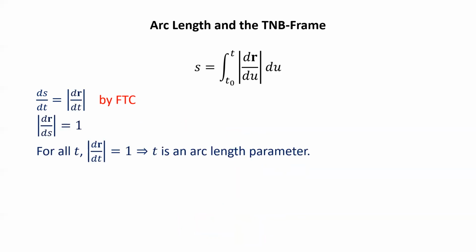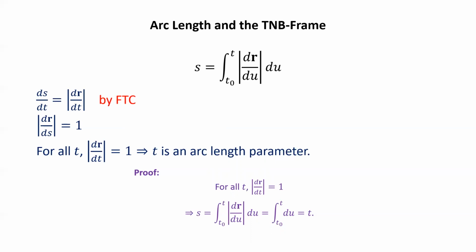One more property. If you have an arbitrary parameter t, and for all t the length of dr/dt is 1, then t is an arc length parameter. So let's see why. Suppose for all t the length of dr/dt is 1, then s is, as always, the integral from t0 to t of the length of dr/du. And we could just replace the length of dr/du by 1 because that's what's given. And that's just equal to t. So when we try to get the arc length parametrization, it's already equal to t, showing that t is already an arc length parameter.